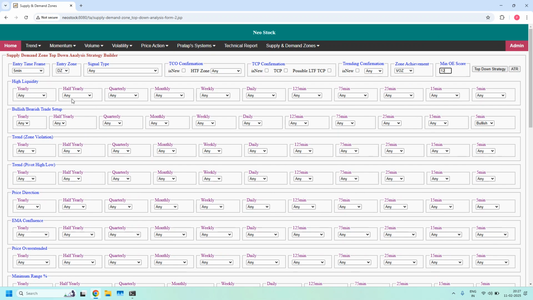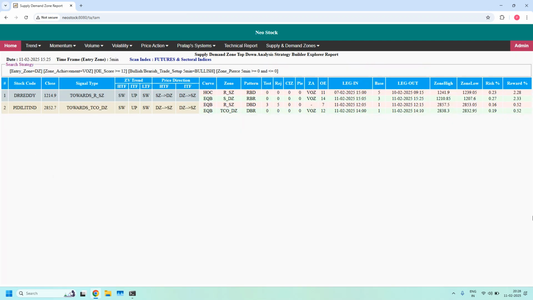All 3 filters are applied to 5 minutes demand zone. Now we got only 2 stocks. Currently these 2 are supporting bullish trade setup for hourly income trade. Let's check whether these 2 are having ITF confluence.